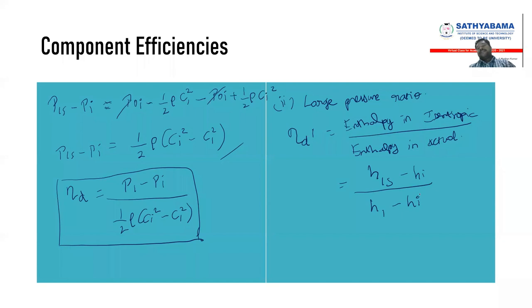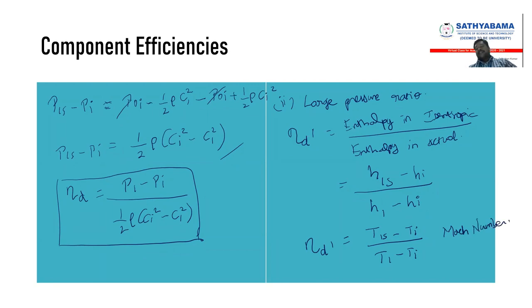So when it is said to be isentropic, you are introducing S in one term, that's it. And then when you substitute the formula of Cp into T in terms of temperature, we could write it as T1S minus TA divided by T1 minus TA. So this will be the diffuser efficiency in terms of temperature ratio. And then we can also write this diffuser efficiency in terms of Mach number.